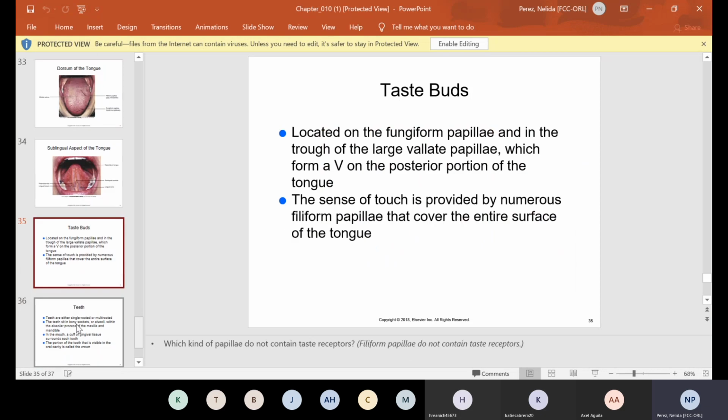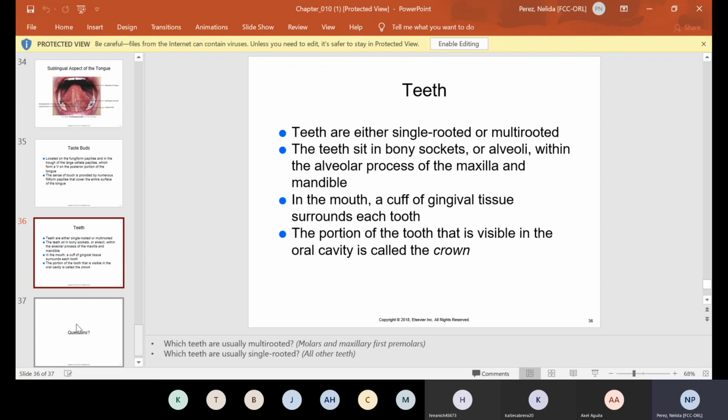Now you have some taste buds, and they're located on the fungiform papillae and in the trough of the large vallate papillae, which form a V on the posterior portion of the tongue. The sense of touch is provided by numerous filiform papillae that cover the entire surface of the tongue.